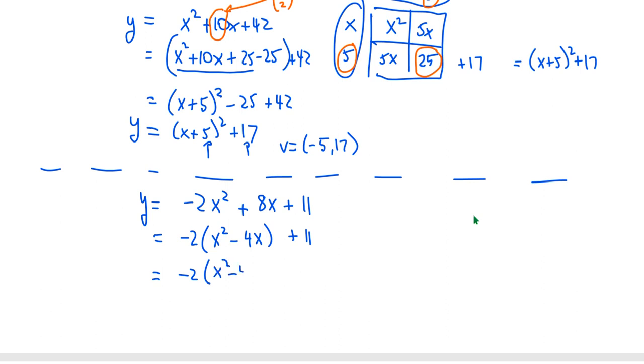I have x² - 4x, and I'm going to add something that's going to create a perfect square trinomial. So how did we do it in the other questions? We took this number, we divided it by 2, and then we squared it. Right? That's what we did with all the other ones.